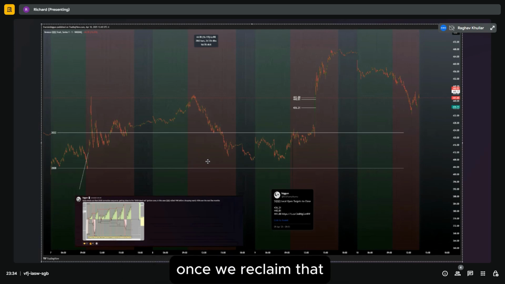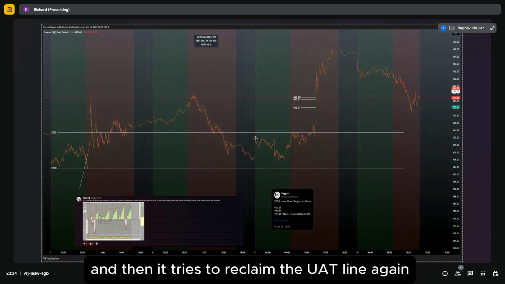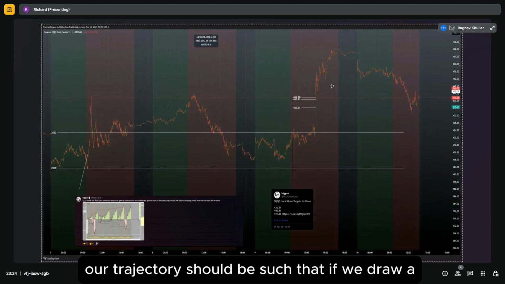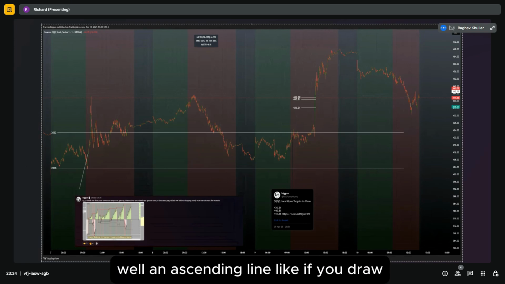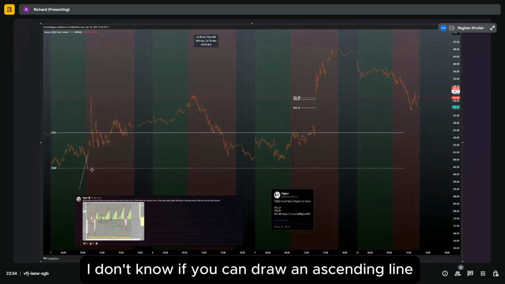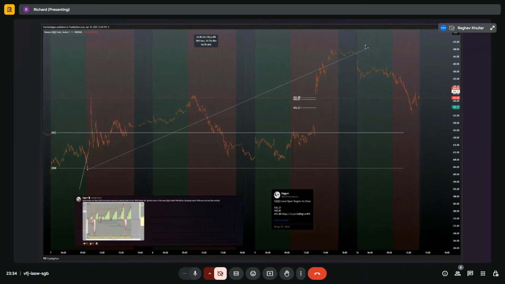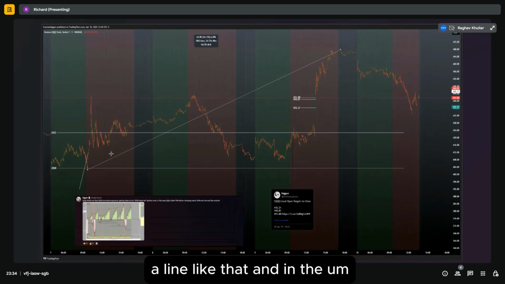Once we reclaim that, the market goes through a consolidation period, and then it tries to reclaim the UAT line again, and we have an explosive move up. Our trajectory should be such that if we draw an ascending line from the UAT, we should be able to create some semblance out of a line like that.